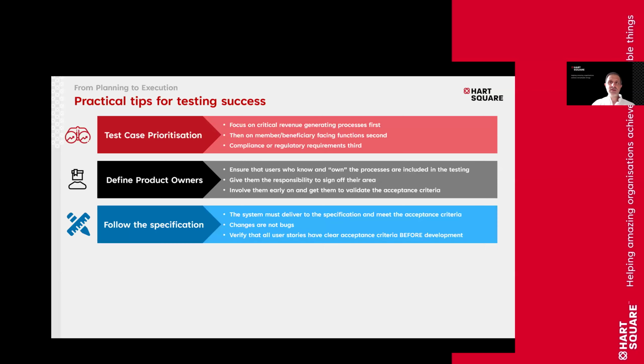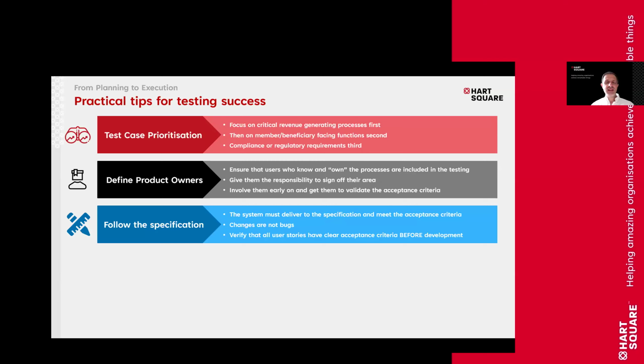Follow the specification. Again, this goes to the point that new features are not bugs. The system must deliver to the specification and meet the acceptance criteria. If 12 months, 16 months, whatever it might be down the line, the thing that's been developed doesn't meet your expectations, that's secondary. It's really important that in UAT, it's defined as, yes, it meets the specification, yes, it meets the acceptance criteria, but it doesn't meet my expectations. That should be the sequence. Far too often, I think people focus just on saying it's about the expectations, and I think it generates a bad outcome. Again, changes are not bugs.